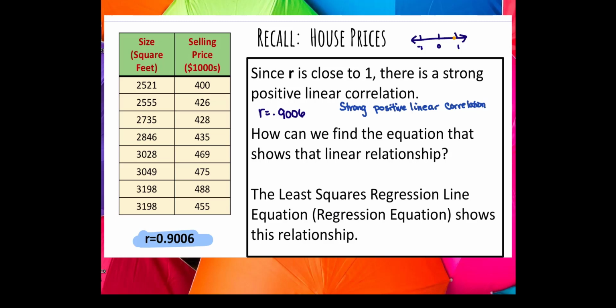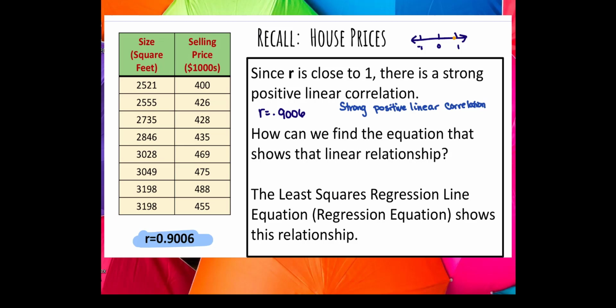For instance, if we look down here at this house, there's two houses that are the same exact size, 3198, and one of them costs 488,000 and the other costs 455,000. So the question is, why don't they cost the same? Now they're both some of the higher prices, especially the 488. But they're not exactly the same price.